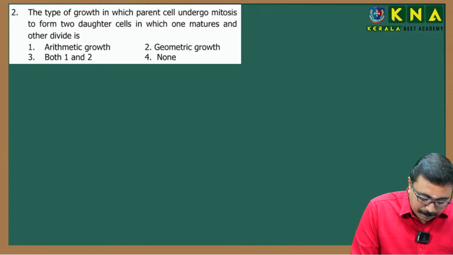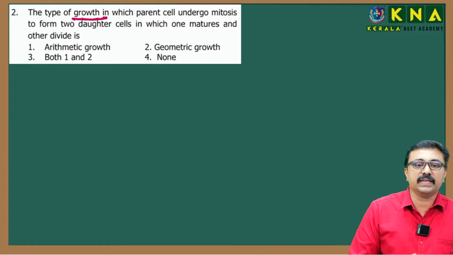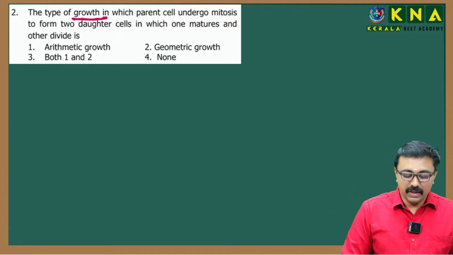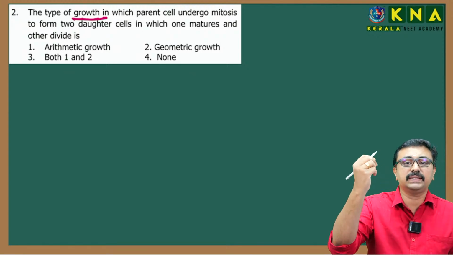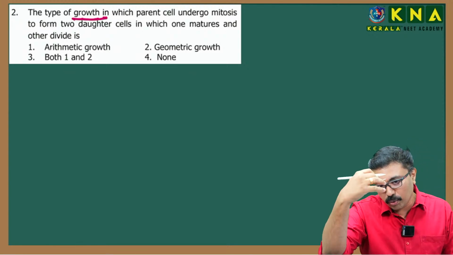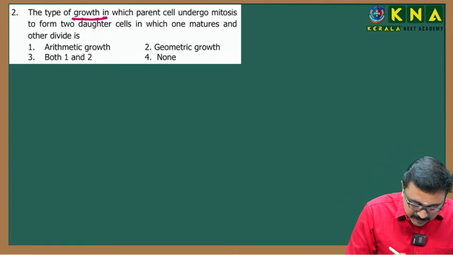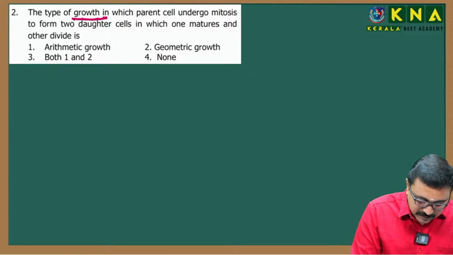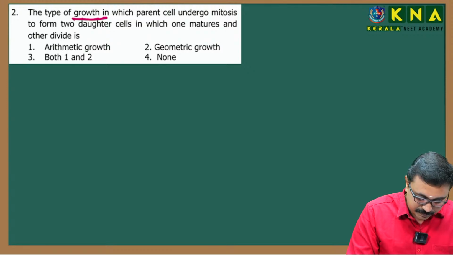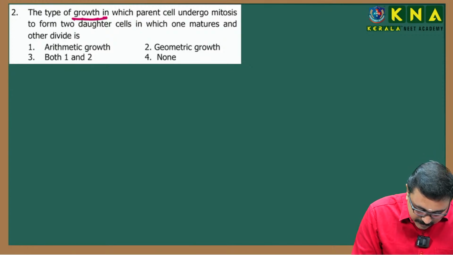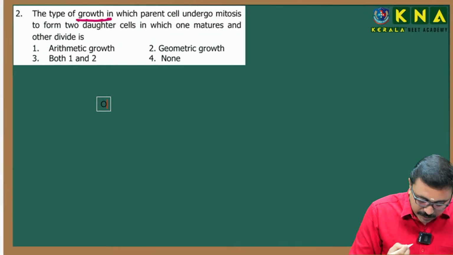It's a type of growth. We understand growth per unit time. Growth per unit time is called what? Growth rate. When you consider the growth rate, you can see that there are 2 types of growth rate. And this is one growth.